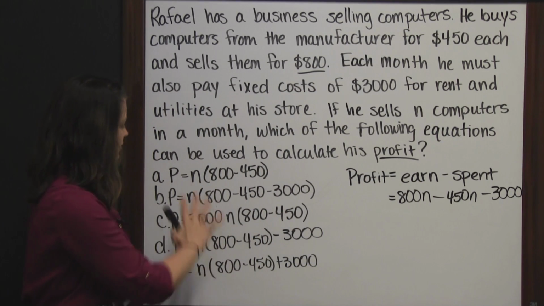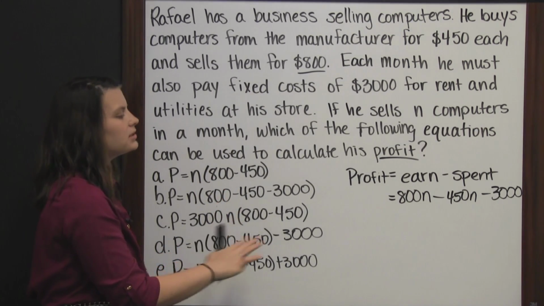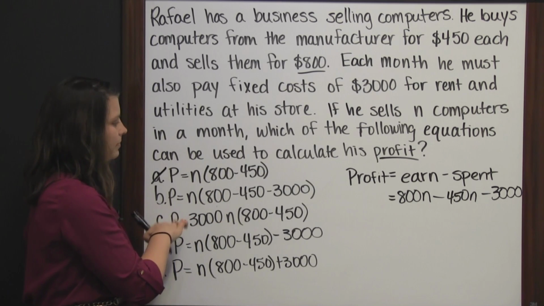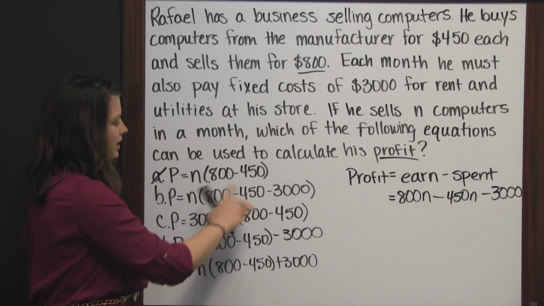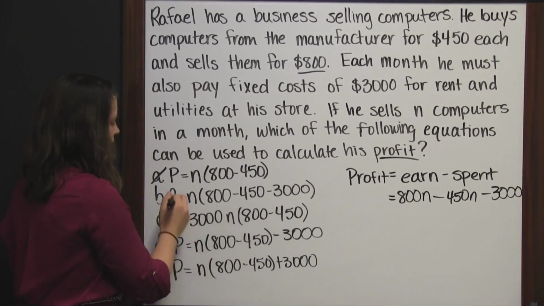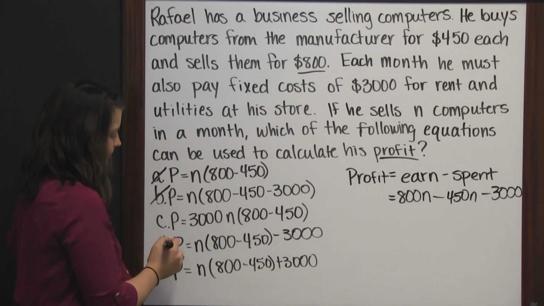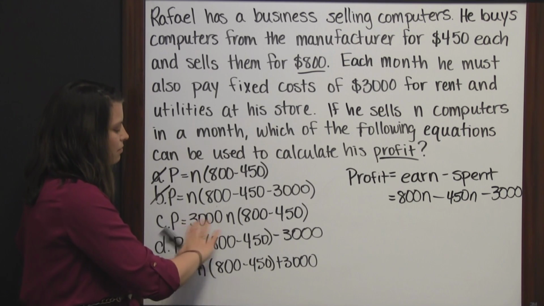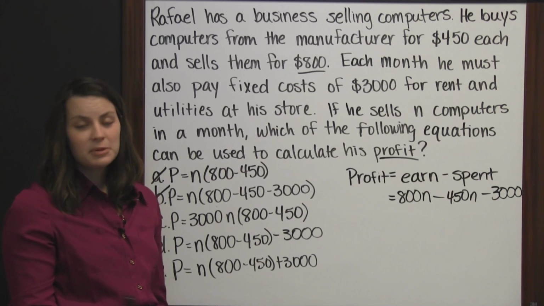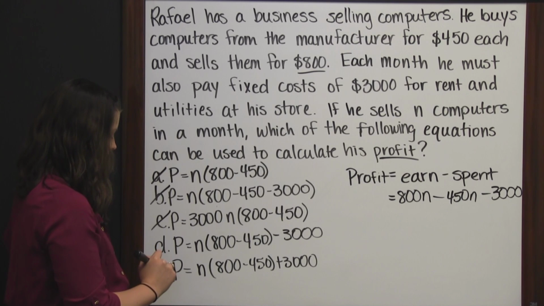Now if we compare what we have to these equations, we know we can already eliminate A. It doesn't even take the 3,000 into account, so A is out. On B, if we distributed this in, we'd be subtracting 3,000 n, which is not right. We're not losing $3,000 for every computer we sell, so B's out. On C, it has us multiplying 3,000 times n, which would be great. He'd be making tons of money, but that's not this situation.